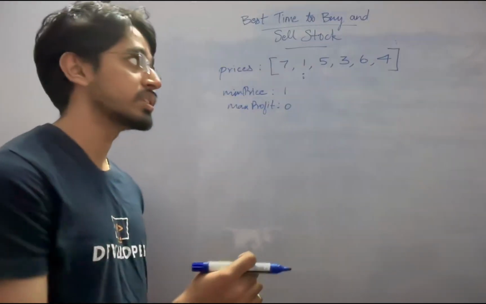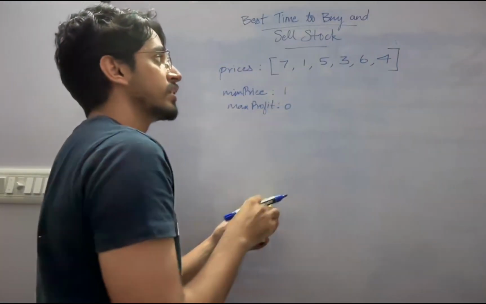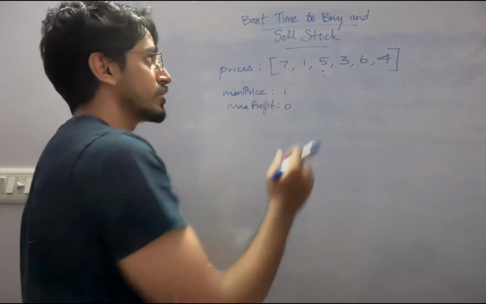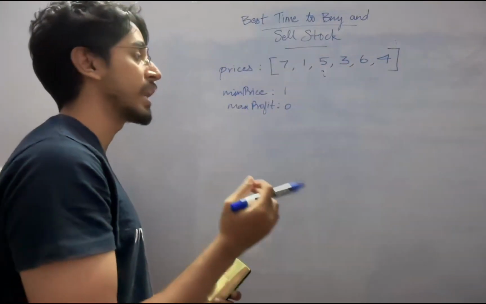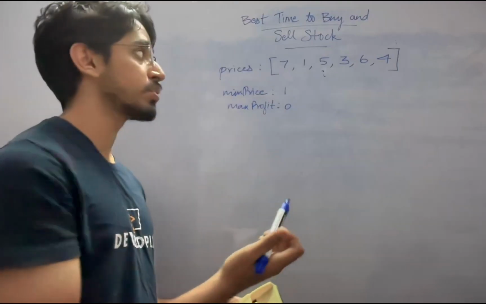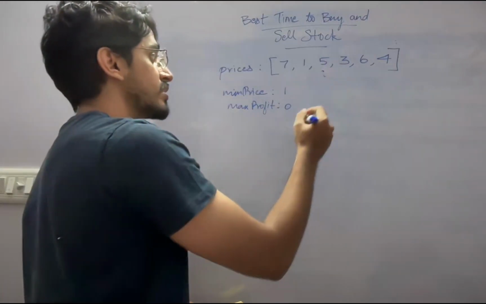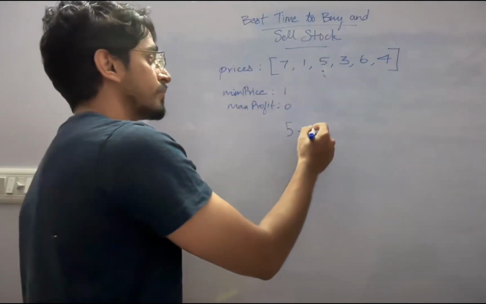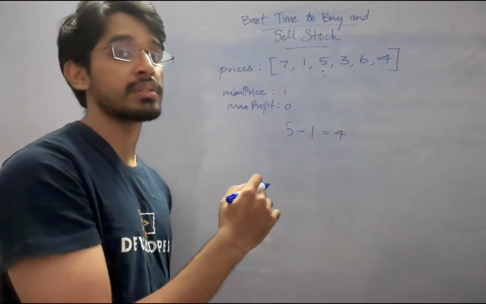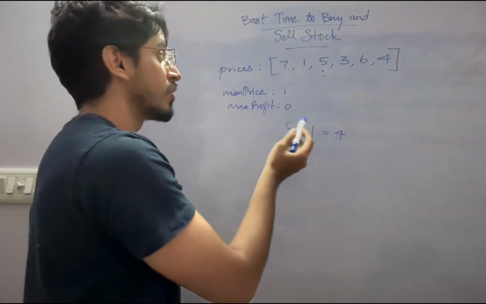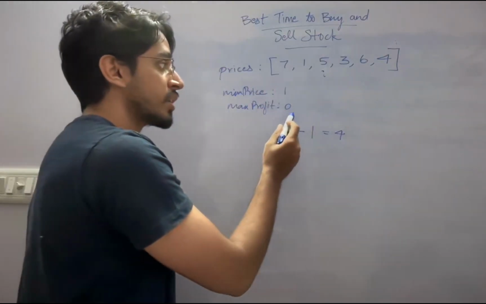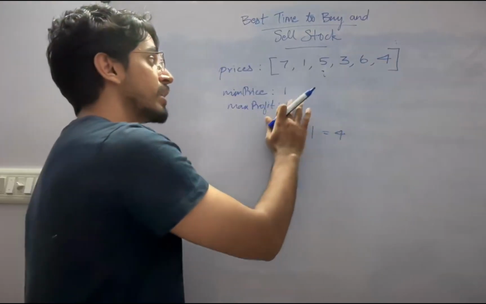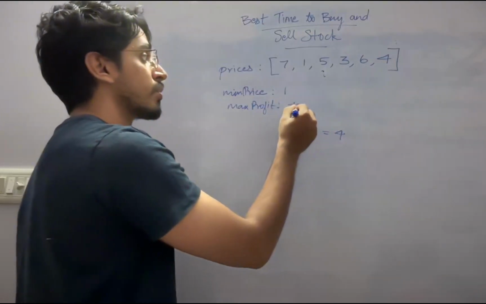Now we are at the second index, and this is greater than the minimum price, so it's time to calculate the max profit. What is the max profit? We calculate the value at i, that is 5, minus the minimum price, that is 1, and now we need to make a comparison. The max profit of the previous value was 0, so if 4 is greater than 0, then we update the value of the max profit to 4.